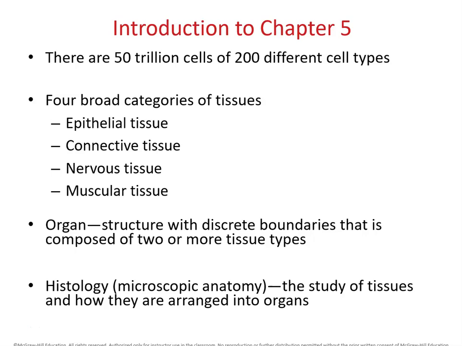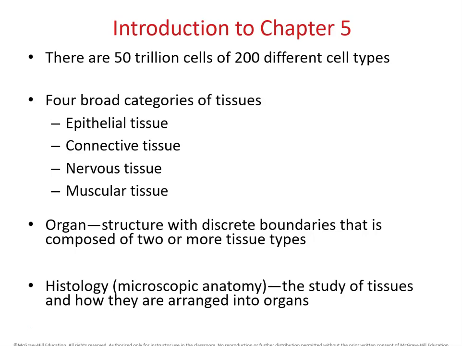In general, for Chapter 5, we're going to be talking about histology. Histology is looking at cells, classifying cells, and looking for abnormalities in cells. So here we'll be looking at the four broad tissues: epithelial, connective, nervous, and muscular, and looking at the cellular structure of those tissues.